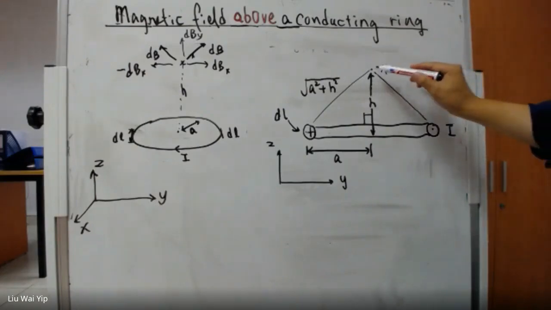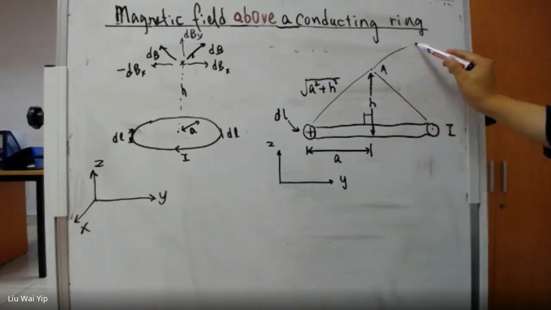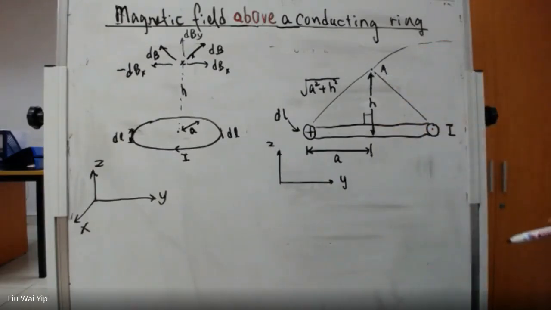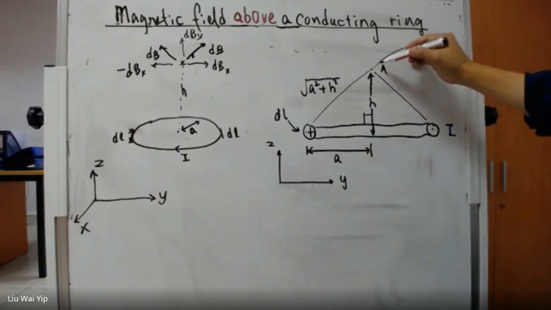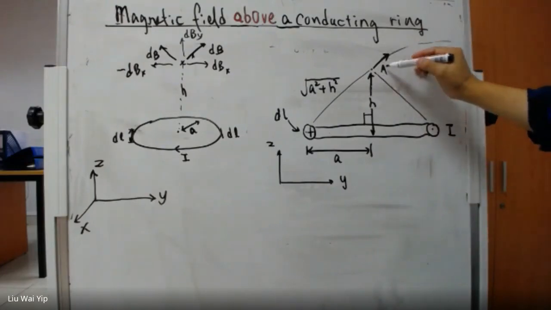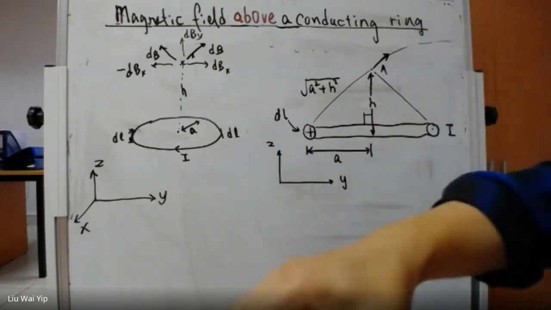The easiest thing is to draw a circle, assuming that this is the length. You're going to expect the magnetic field delta B pointing this way, and the angle here will be a right angle.